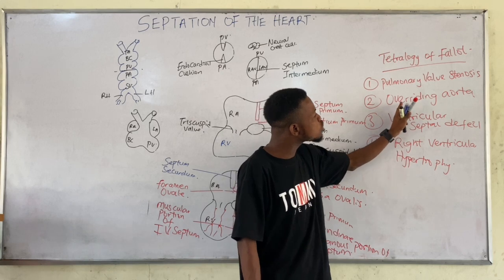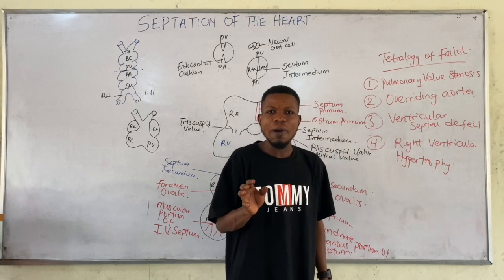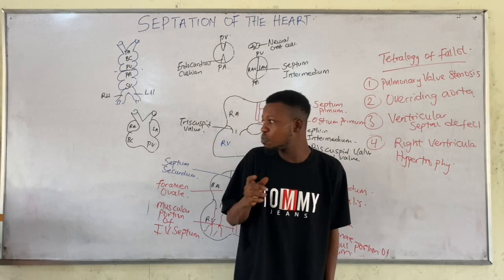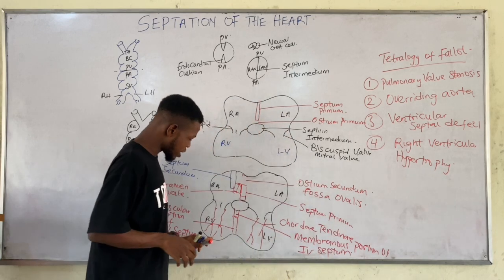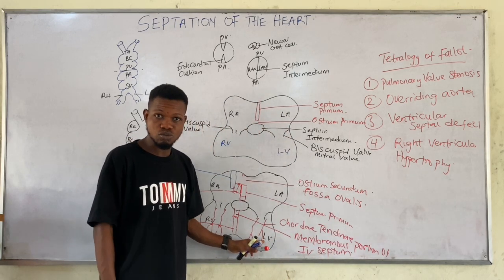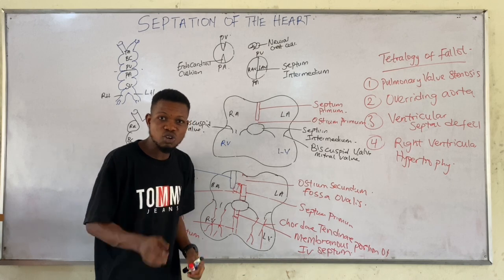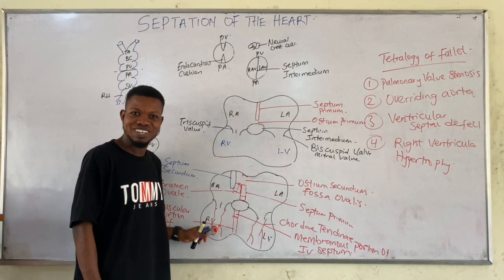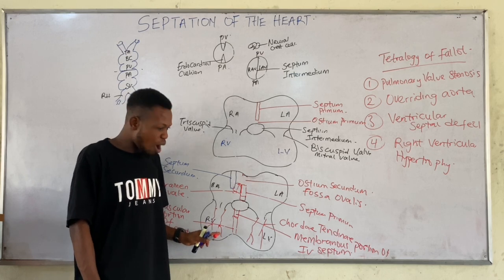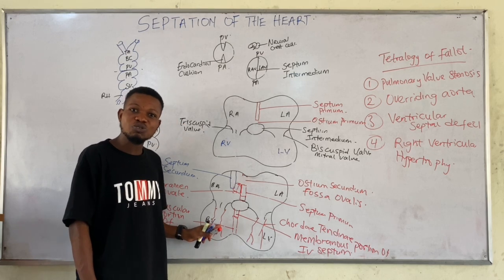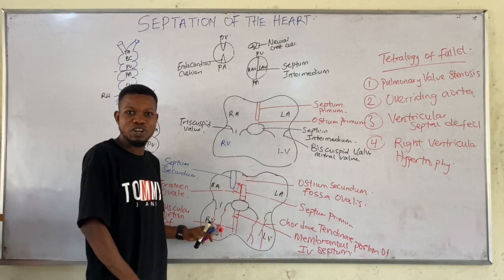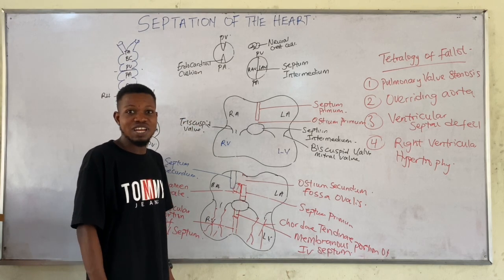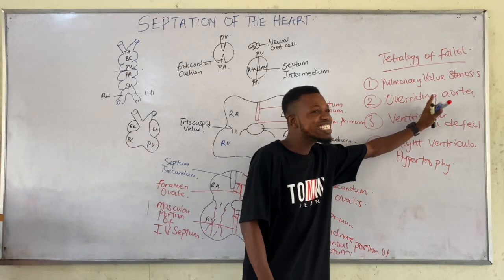Then the second one is overriding aorta. Normally, the aorta should collect blood from the what? Left portion of the heart, which is the left ventricle. But now the aorta is located in the wrong position. The aorta is now collecting blood from the right ventricle, which is poorly oxygenated blood. And when the aorta collects the blood from the right ventricle, it's transporting it to other parts of the body, which can also cause cyanotic disorder. That's what we call overriding aorta.